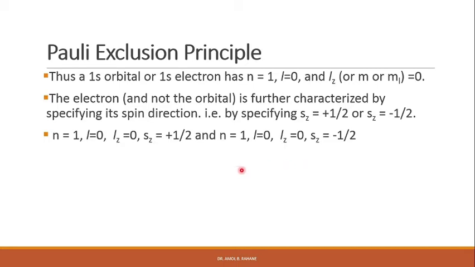Thus, two electrons can together occupy the 1s orbital, provided, according to Pauli's principle, that one has the set of values n equal to 1, l equal to 0, Lz equal to 0 and Sz equal to half, and the other has n equal to 1, l equal to 0, Lz equal to 0 and Sz equal to minus half. Please remember that I am using Lz for ml and Sz for ms quantum numbers.